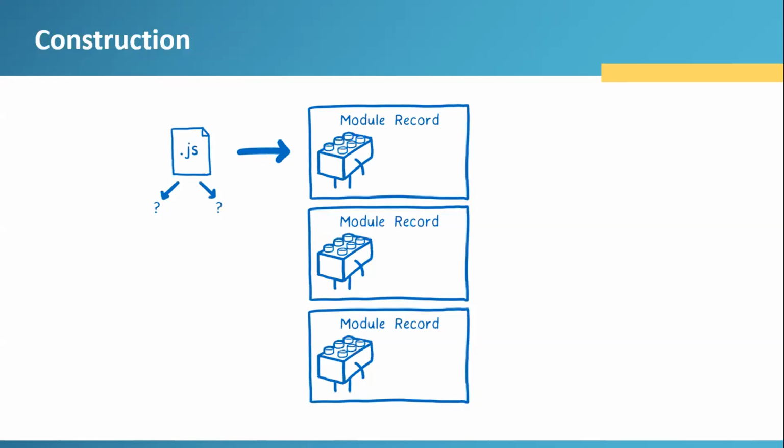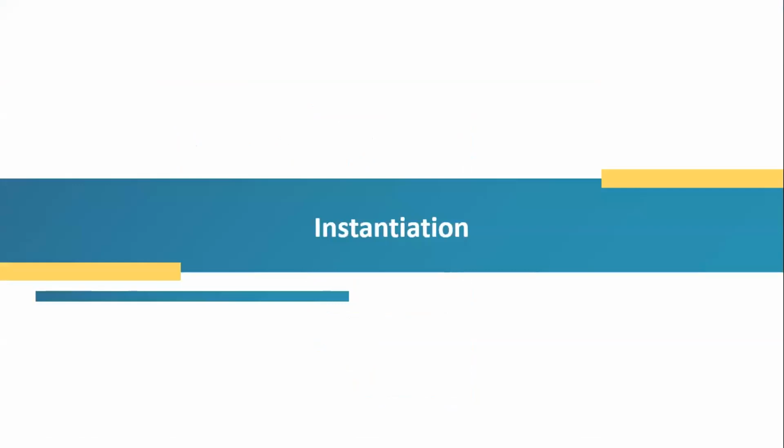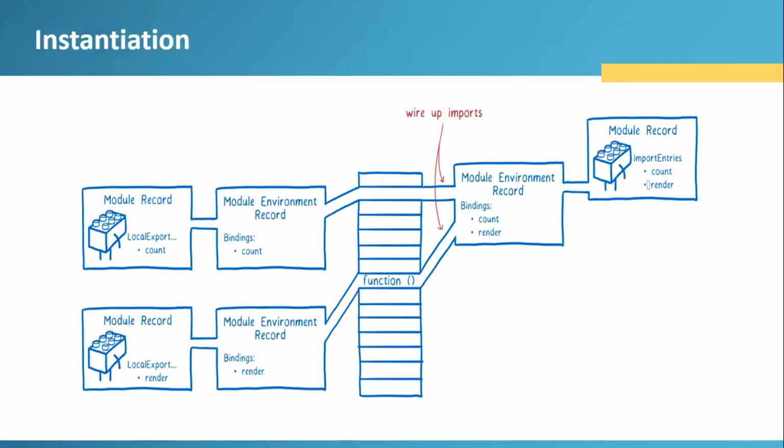Now, let's go to our instantiation phase. Instantiation phase is simple. The objective here is we need to wire up the import and export variables of each module to particular memory locations. So we have a concept of module environment record here. At the end of construction phase, we have created a bunch of module records, one for each module. Now at the end of instantiation phase, we'll be creating module environment records as well, one for each module.